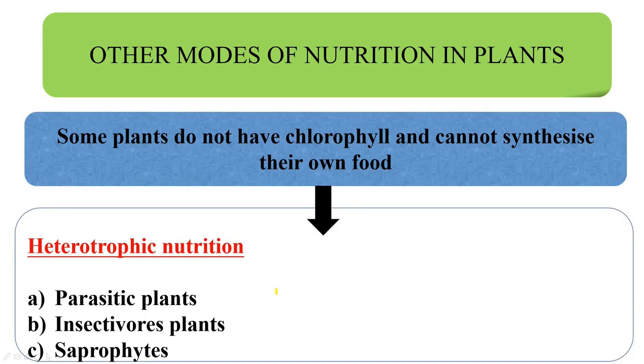Okay, after studying about autotrophic and heterotrophic mode of nutrition, now it's time to study about some other modes of nutrition in plants. Some plants do not have chlorophyll and they cannot synthesize their own food. So such plants resort to heterotrophic nutrition. Examples are parasitic plants, insectivorous plants, and saprophytes. We will now study about each one of them in detail.